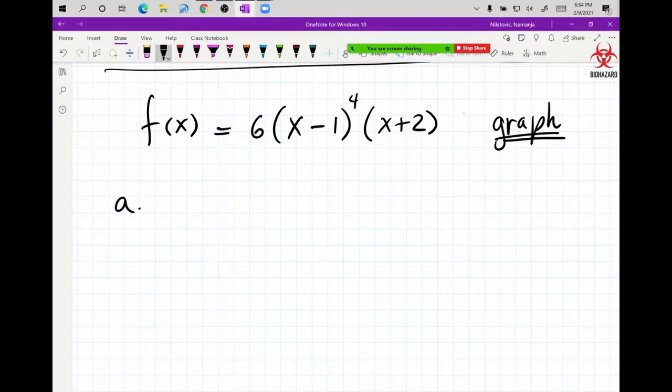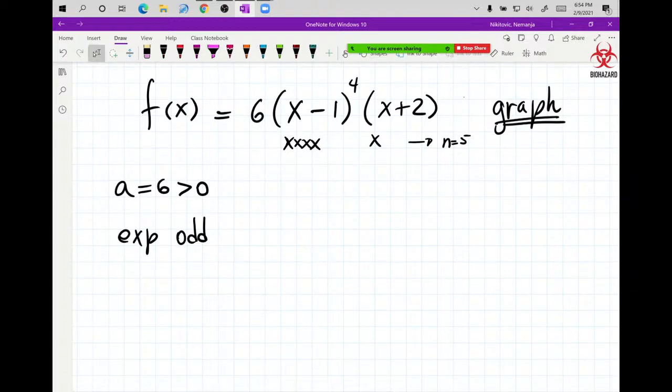So my A is equal to 6, which is larger than 0. It's also even. Exponent is odd. Oh wait, I forgot. I looked at the x's on a coefficient pile, four of them and then one x over there, is all together n equals 5. That's odd. All right, cool. Not a big deal. So what do we have here? The exponent is going to be odd, and we have the larger than 0, which means it goes this way and that way for the end behavior.